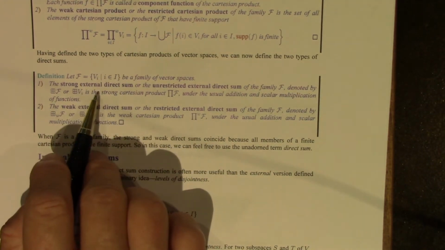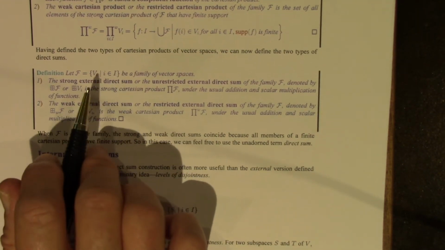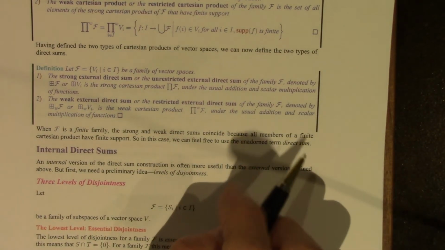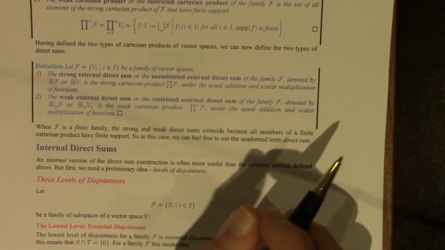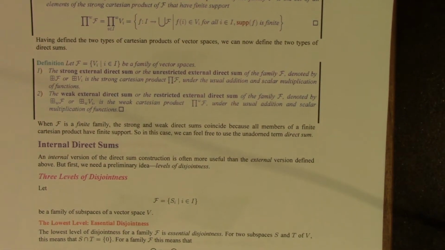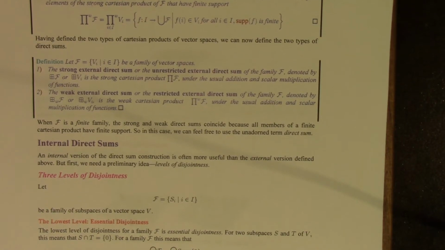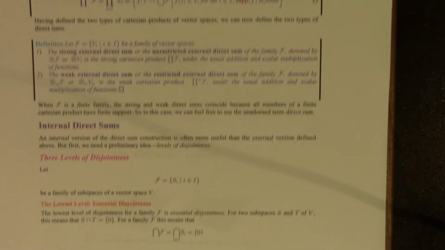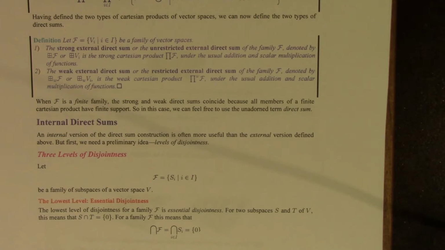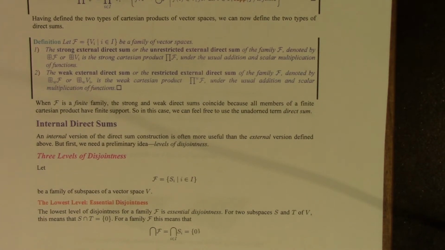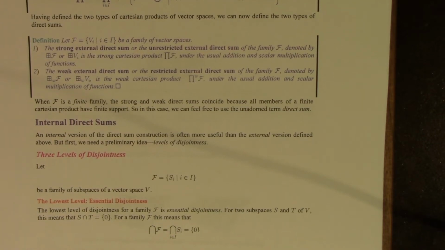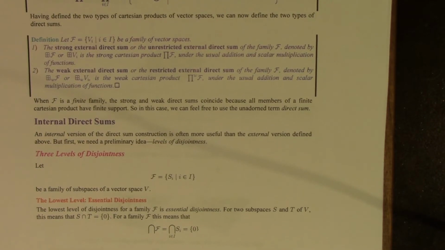Now we can define the direct sums. The strong external direct sum, or unrestricted external direct sum of the family, is the strong Cartesian product under the usual addition and scalar multiplication of functions. And the weak external direct sum, or the restricted external direct sum of the family, is just the subspace of the strong external direct sum consisting of the functions with finite support.